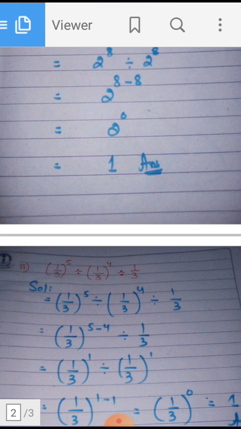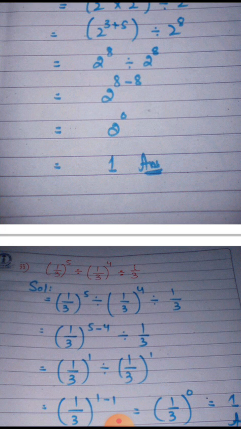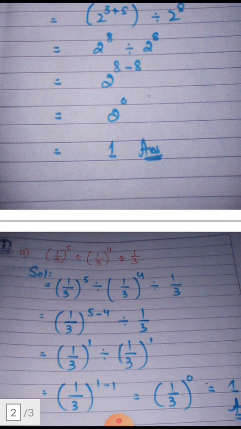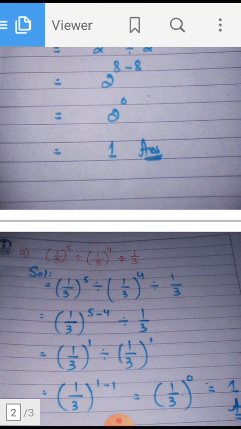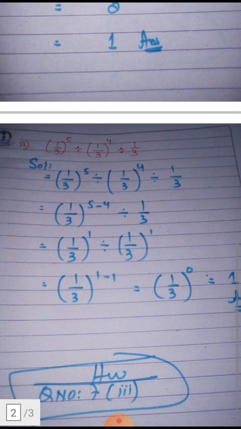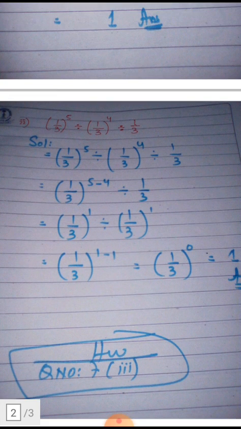Again these numbers are in division and the bases are the same, so we have to subtract the powers. It means 1 minus 1, which is equal to 0, and any number raised to the power of 0 is equal to 1. In the same manner you can solve question number 3. So question number 3 from question number 7 is your homework.